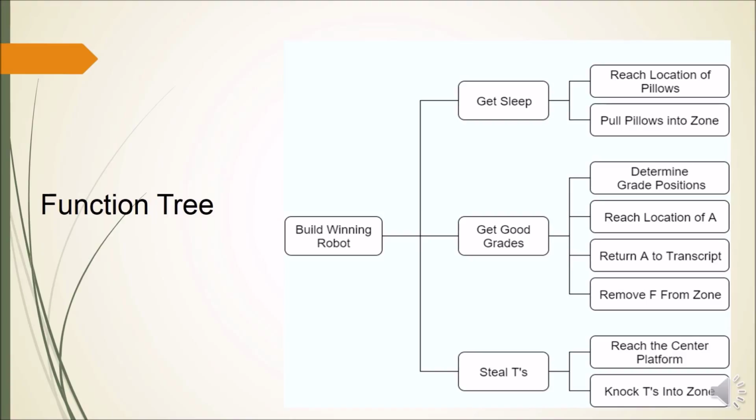The function tree identifies the main function of building a winning machine and further deconstructs this function into simpler sub-functions. It is evident from this function tree that getting good grades will be the most time-consuming task due to the fact that this section of the tree is largest when compared to the others.